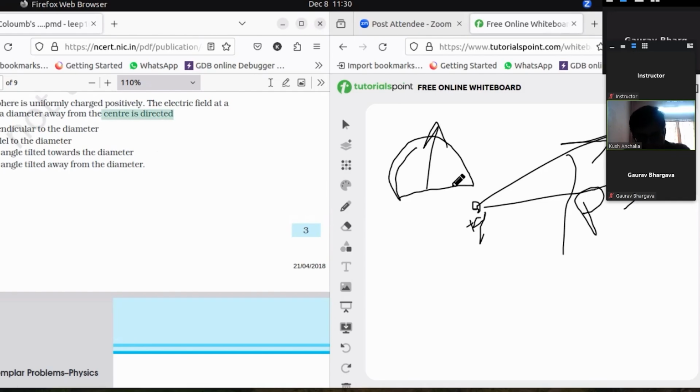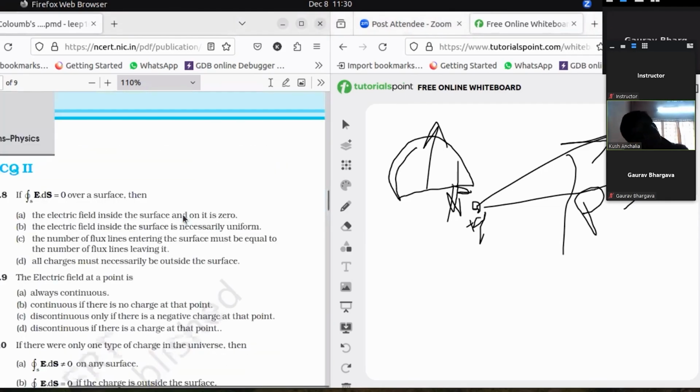Okay, here the intensity of this one will be less, this will be more. So they will guide more, they will guide less. So it will be somewhat in this direction, at an angle tilted away from the diameter. I think this should be the right option. Moving to the next.